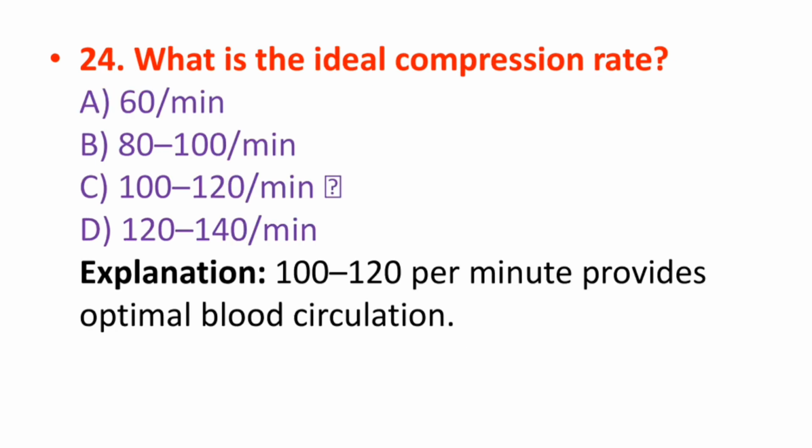What is the ideal compression rate? Option A, 60 compressions per minute. Option B, 80 to 100 compressions per minute. Option C, 100 to 120 compressions per minute. Option D, 120 to 140 compressions per minute. The correct answer is option C, 100 to 120 compressions per minute to provide optimal blood circulation.